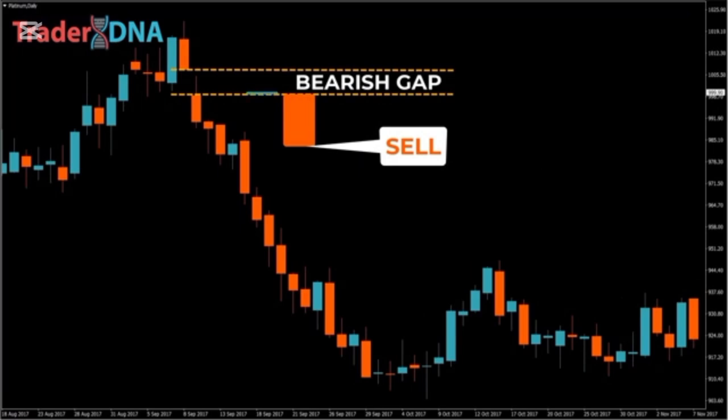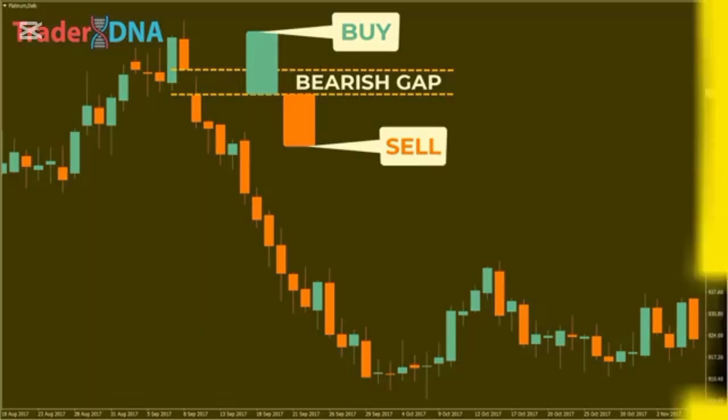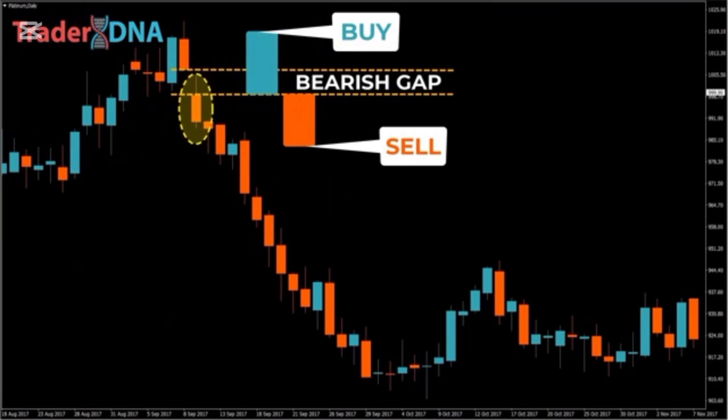But if the price reverses and the candle moves upward, breaking past the previous candle, then we have a strong bullish engulfing pattern, signaling a buy opportunity instead. Now in this case, what actually happened? The price dropped hard, forming a strong bearish candle, a clear confirmation that the market is set to continue its downtrend.